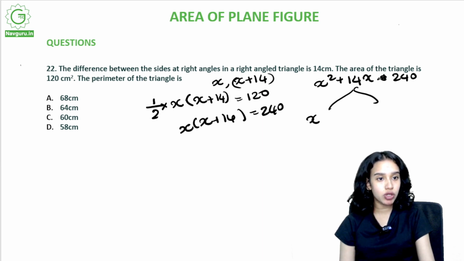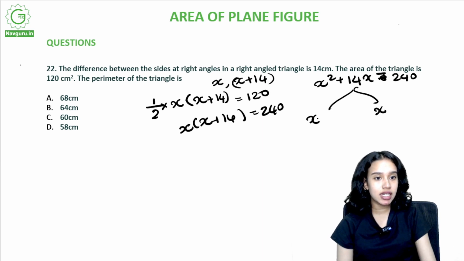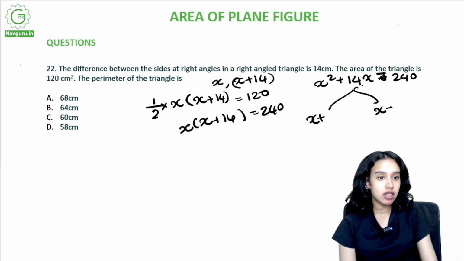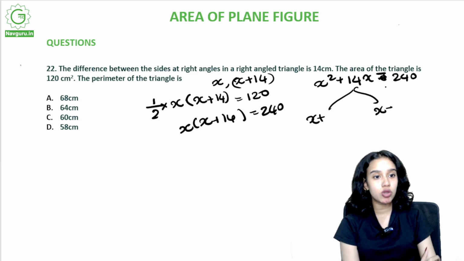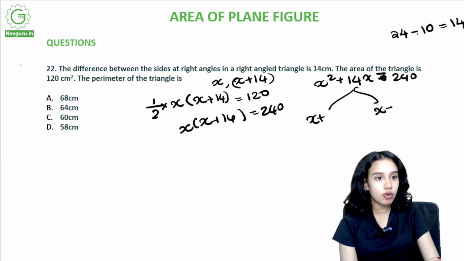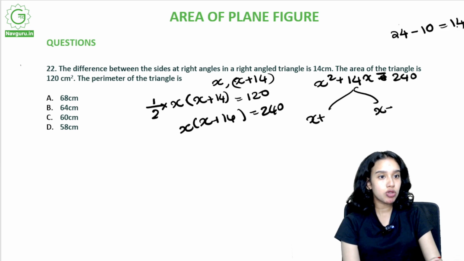This is minus 240. When it comes to the other side, this becomes minus 240. We need x plus and x minus, right, whose sum should be 14, and when we multiply them, we should get 240. So what is the difference between 24 and 10? We get 24 minus 10 is equal to 14, and 24 into 10 is equal to 240.